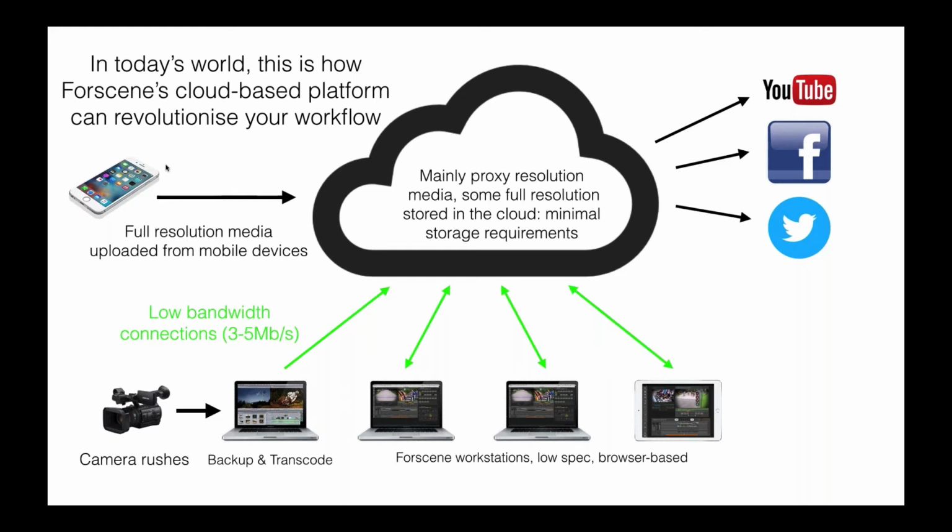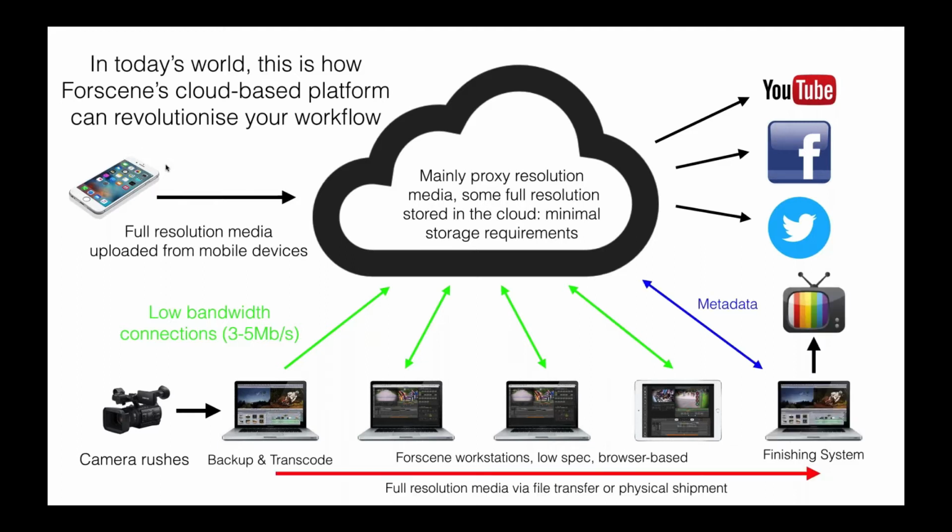And then you can publish directly to social media, either publishing using the proxies or linking back to the full resolution media on the server or on the storage where it may be in order to publish. And then if you need to finish to a broadcast standard, you can actually transfer metadata from Forscene into Avid, Final Cut or Premiere, relink back to the original full resolution material, conform, and then finish in that environment. So that's how we can work with Forscene at the moment.